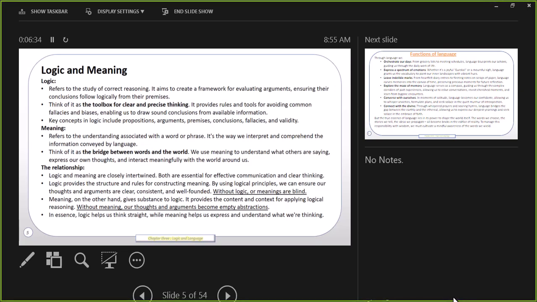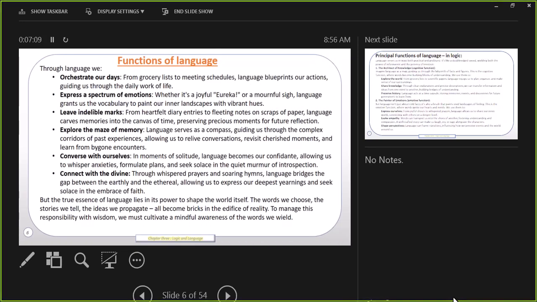They require something to be fed into that particular structure. Without meaning, our thoughts and arguments become empty abstractions. Meaning, on the other hand, gives substance to logic. It provides the content and context for applying logical reasoning. They are highly intertwined. One cannot be separated from the other. Think of logic as a toolbox for precise thinking, and think of language as what? As a bridge between words and the world, or as content. What is the function of language? Function.